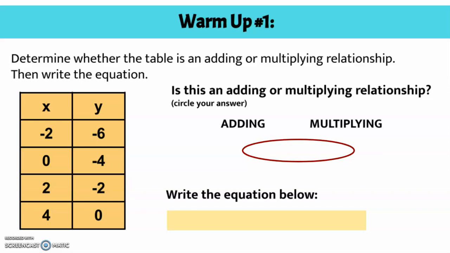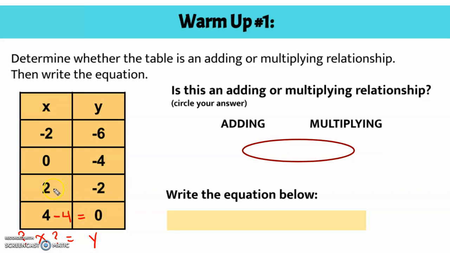Warm-up number 1 says determine whether the table is an adding or multiplying relationship, then write the equation. So as I looked at this table, I was like, oh my goodness, that's a lot of negative numbers. But once I found this point down here, it helped my brain to figure it out a lot easier. Because remember, the whole point is to figure out what math is happening to x in order for it to become the y value. So if I start with a 4, in order to get a 4 to become a 0, it has to subtract 4.